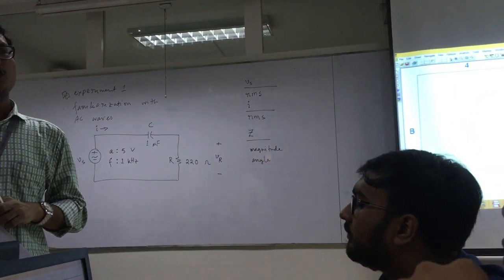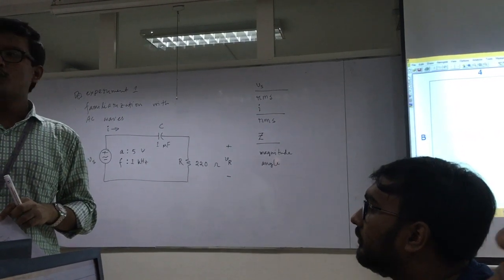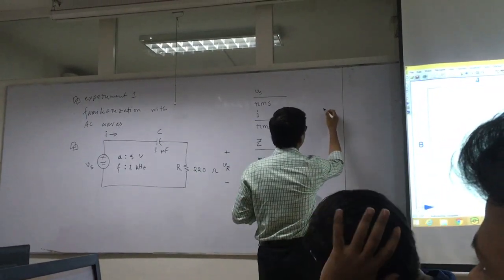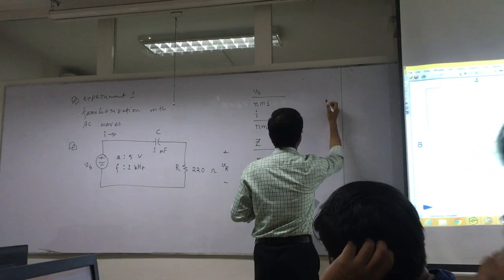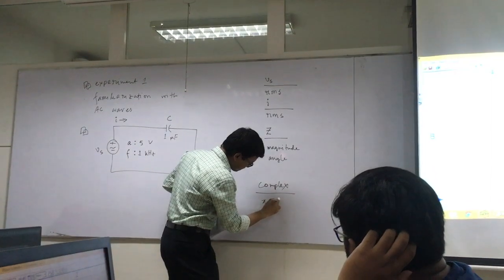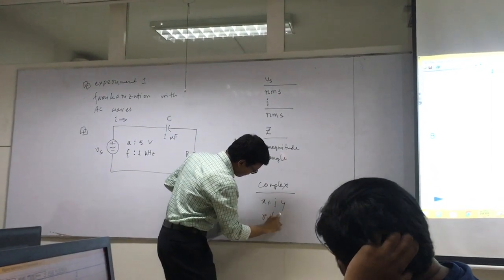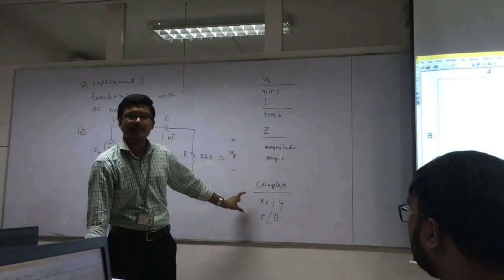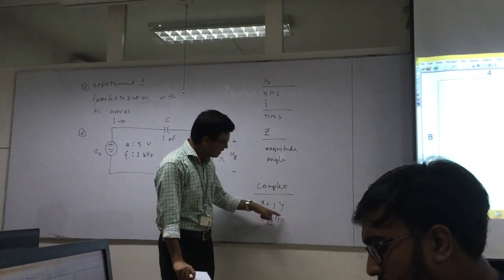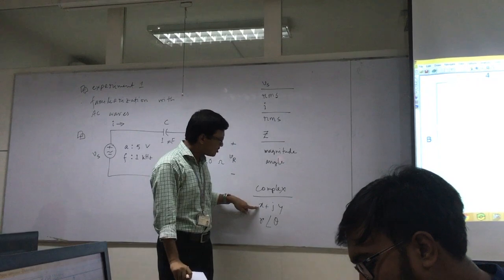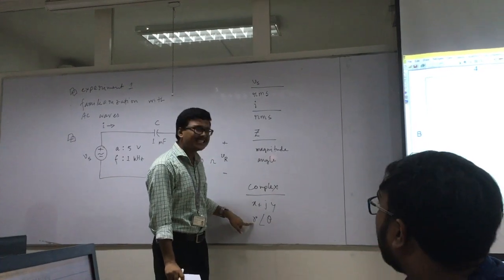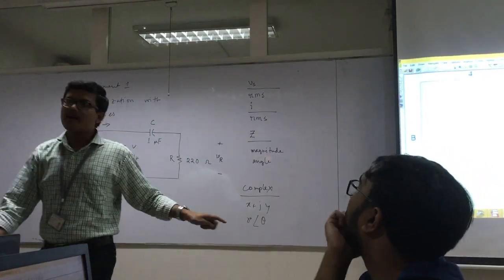Complex numbers have two representations. Let me just write it down over here. These are their representations: x plus jy is one form, r angle theta is another form. These are known as the real quantity and the imaginary quantity. This is the magnitude, and that is the angle. This is how we call them.